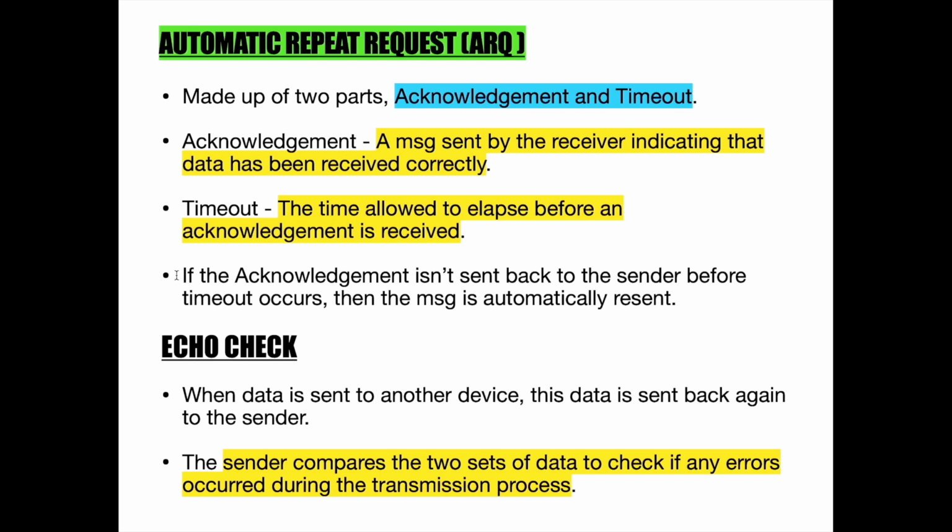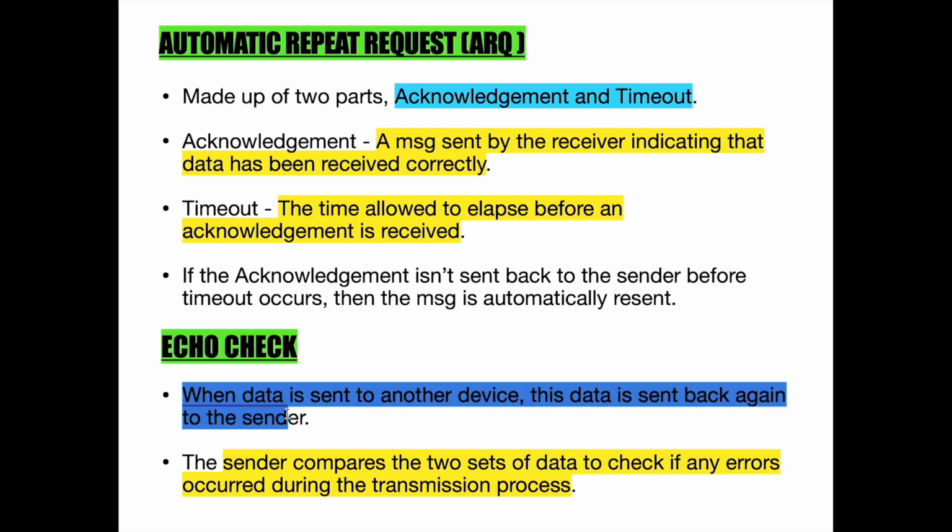Off we go to the third error checking method, which is echo check. Echo check is basically where data is sent to the receiver, which the receiver sends back to the sender. Simply what this means is that the receiver sends back what it received to the sender who sent it. This is a simple but rather clear definition for echo check.